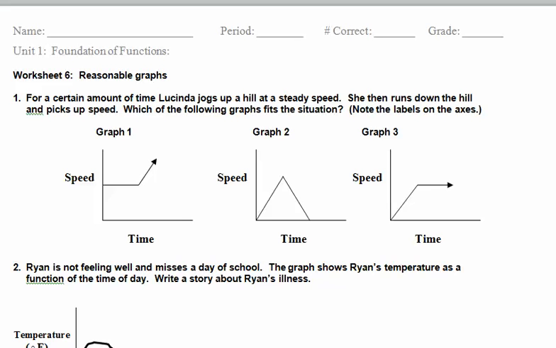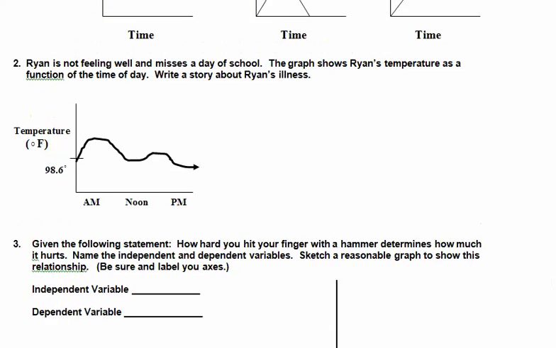All right, again, I'm not writing anything because I want people to listen. Ryan is not feeling well and misses a day of school. The graph shows Ryan's temperature as a function of the time of day. All it means is that the time of day is the independent and the temperature is the dependent. So write a story about Ryan's illness. So this is going to be something like, he started off the morning at 98.6 and then his temperature rose and then stayed the same for a little while in the morning, and then about lunchtime it went down, and then in the afternoon it went up a little bit, and then in the evening it went back down. And so you'd write that out here.